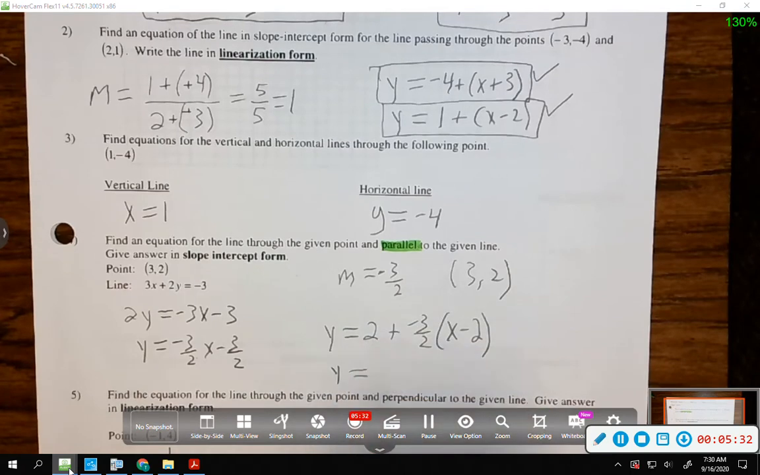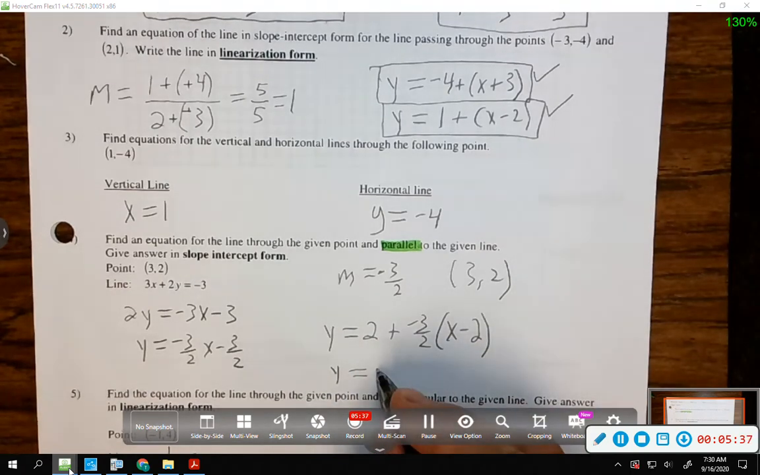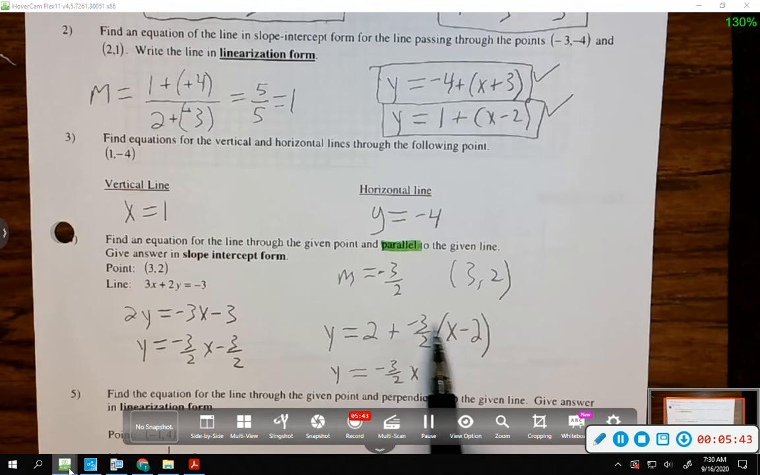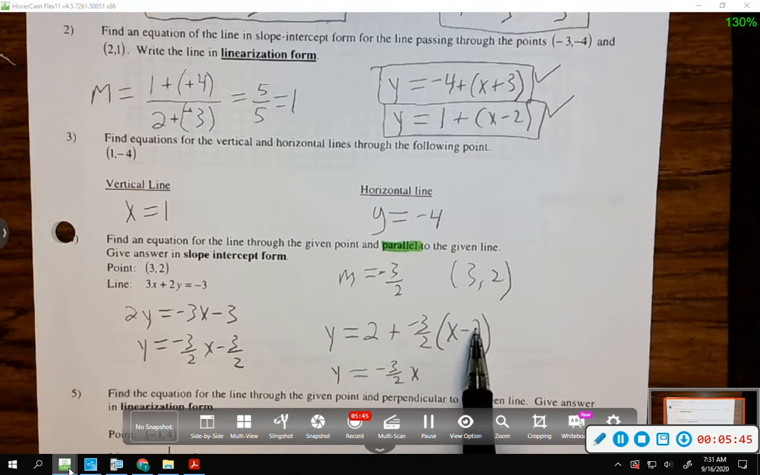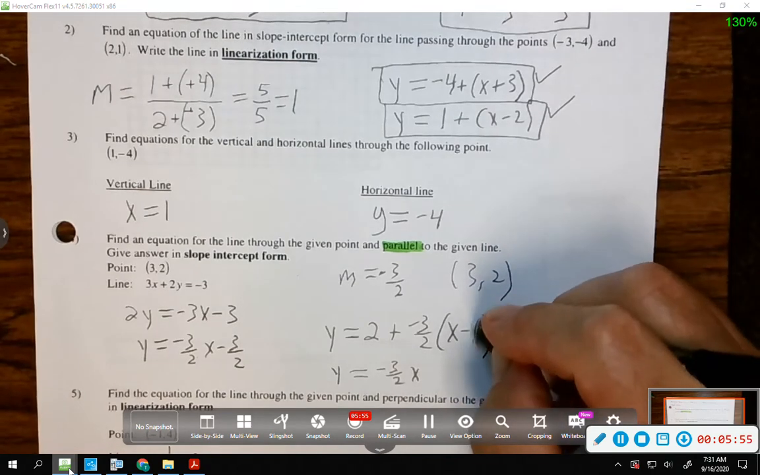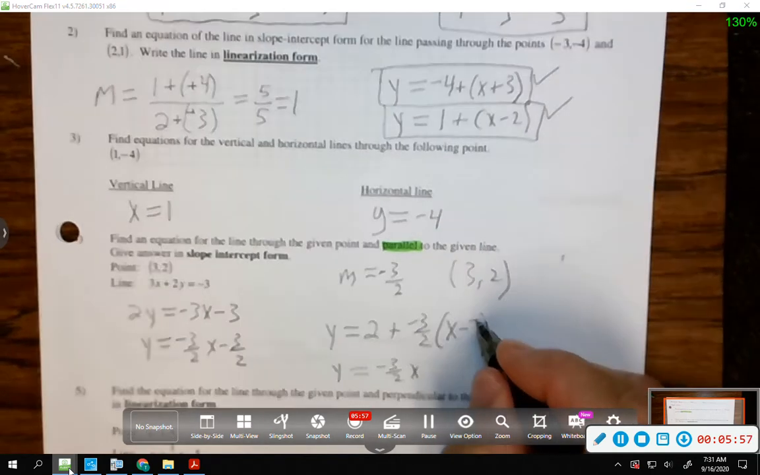But it says convert it to slope-intercept. So we are going to have a -3/2 x. So I can write that down right away. Now I just have to be careful. Negative times negative is positive. The 2's cancel, so it's a +3 plus a +2 is a +5. Except, let me say that again, x minus the x coordinate.